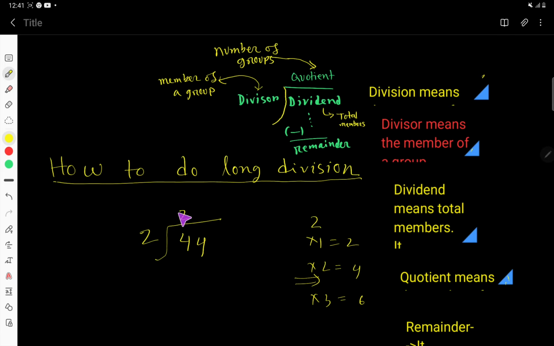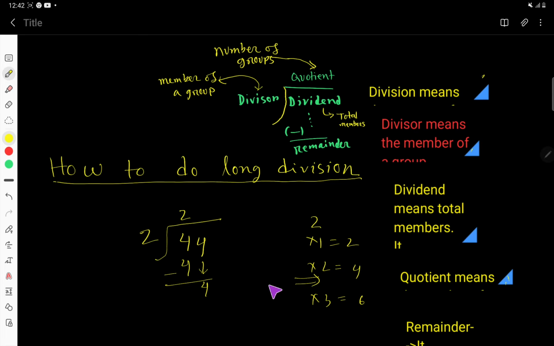Then multiply this quotient and this divisor. 2 times 2, that gives us 4. Right? 4. So now subtract. This is your third step. If you subtract, then you are getting 0. Now the fourth step, you have to bring down or take down the next figure. Okay, next figure 4. So this 0 doesn't have any value.